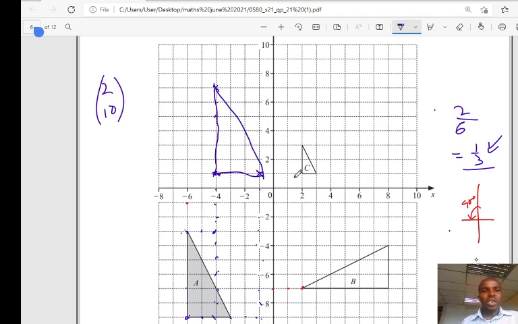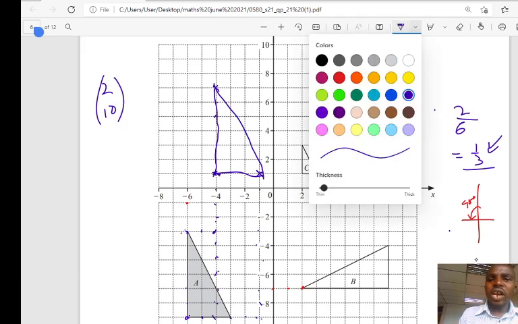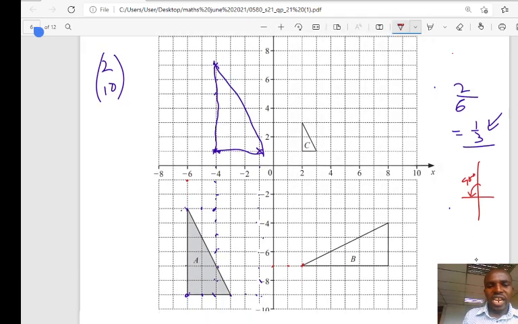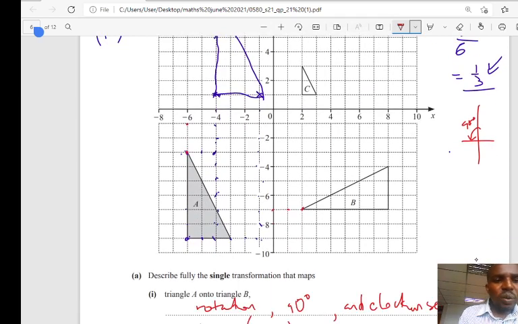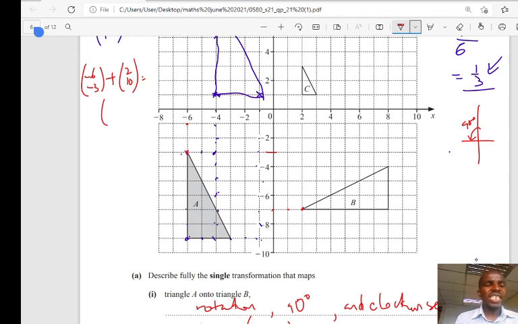You join the points. The other method is to add the vector to the coordinates of the points of the first triangle, triangle A. You can pick this point, which is minus 6, minus 3. You add the vector (2, 10) to find the image point. Minus 6 plus 2 is minus 4. Minus 3 plus 10 is 7. So you plot the point minus 4, 7. You do this to all the points.